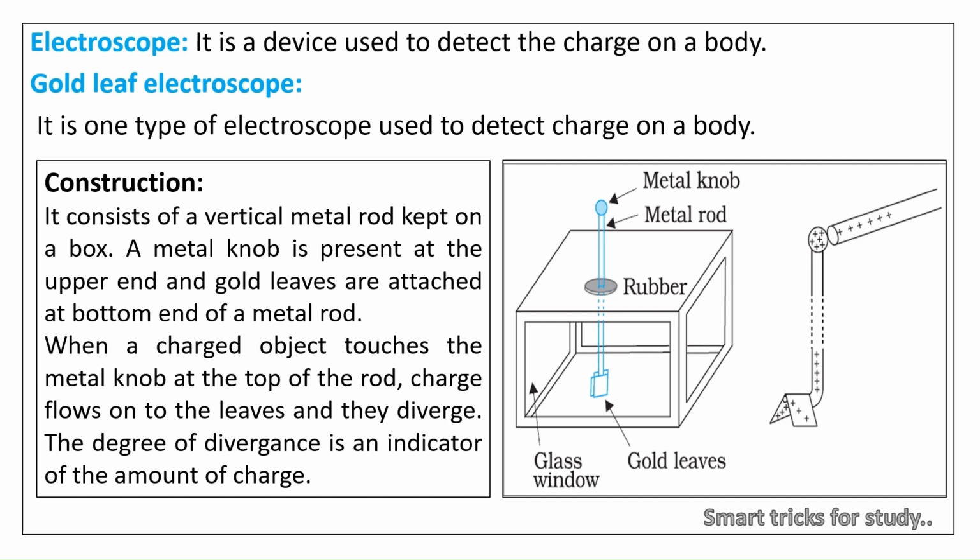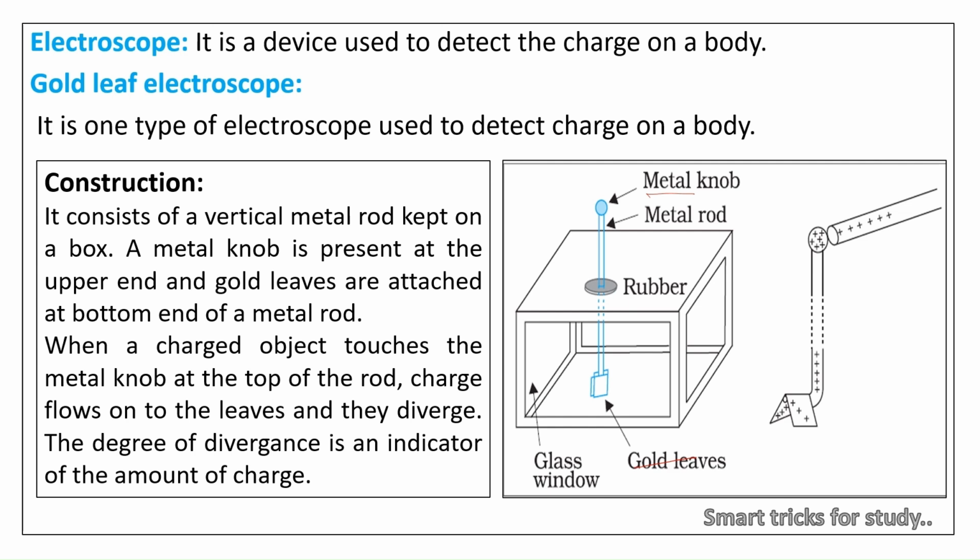A metal knob is present at the upper end and gold leaves are attached at the bottom end of the metal rod. When a charged object touches the metal knob at the top of the rod, charge flows onto the leaves and they diverge. The degree of divergence is an indicator of the amount of charge.